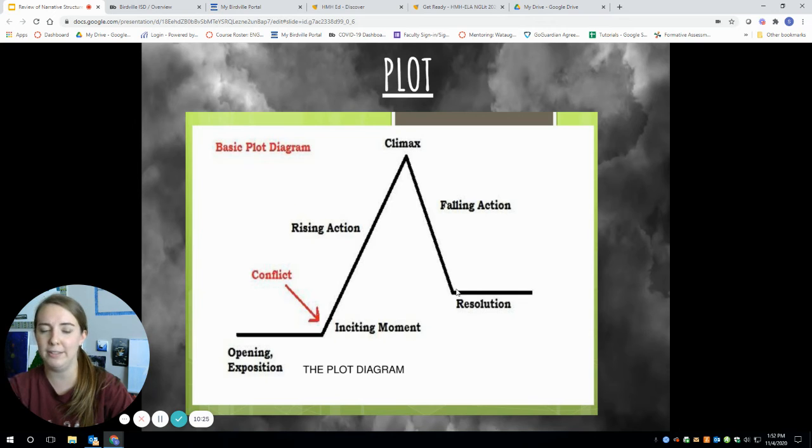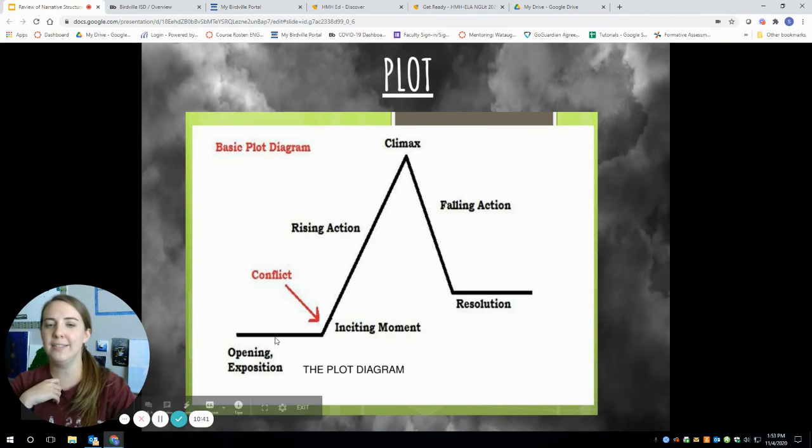I wouldn't even give the line this much room. And then the resolution, which means that the conflict has been resolved, or we've decided we can't resolve or fix the conflict. In a horror movie, sometimes they end in terrible ways, and the resolution is that there is no resolution.